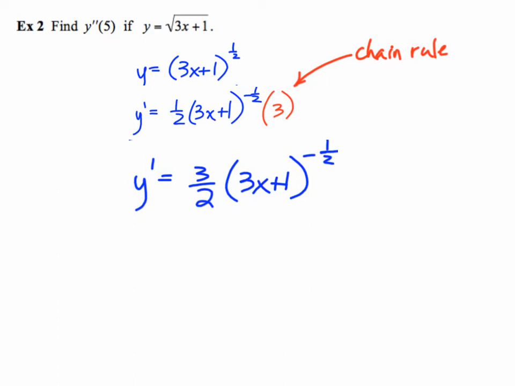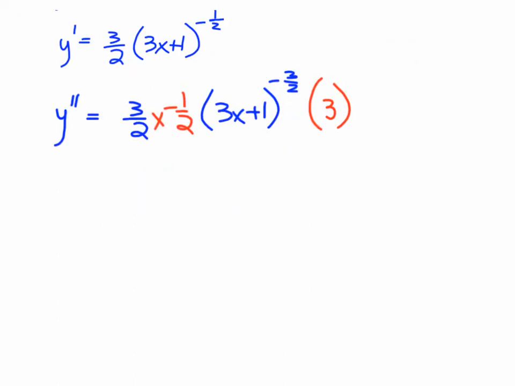multiplying 3 over 2 times the exponent of negative 1/2. Subtract 1 from the exponent, so minusing 1 is minusing 2 over 2 because I need to convert that to a fraction, and that's how I get negative 3 over 2 as my exponent. Times the derivative of what's inside 3x plus 1, and that equals 3.